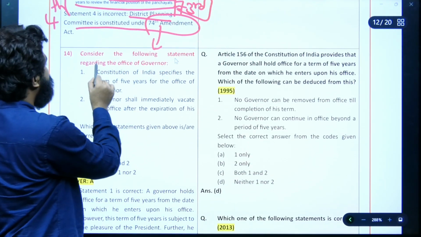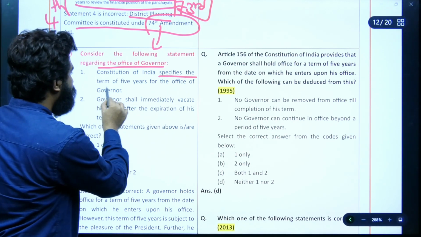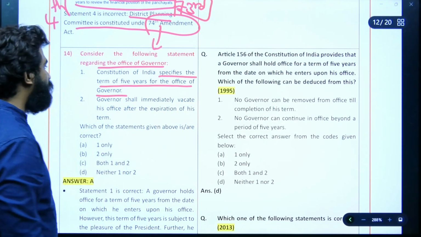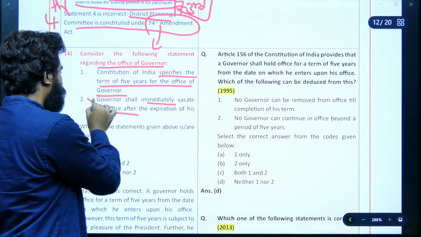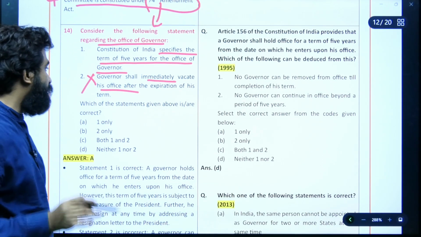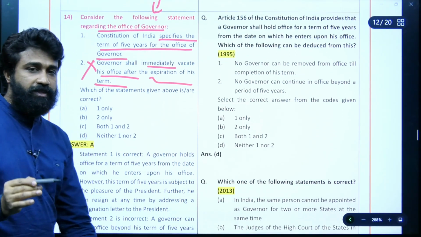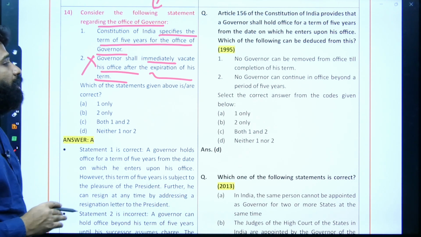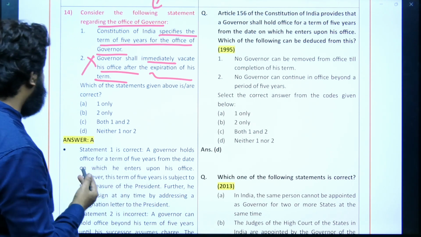Next, consider the following statements regarding the office of the Governor. The Constitution of India specifies a term of 5 years for the office of the Governor. The Governor shall immediately vacate. No, he does not need to immediately vacate his office after the expiration of his term.